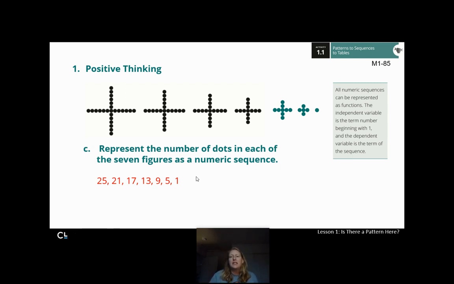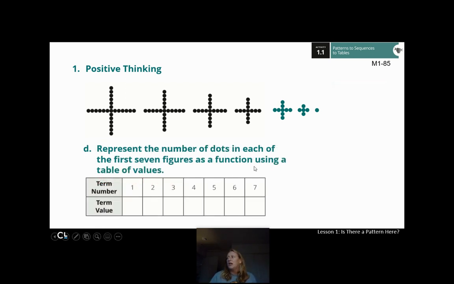And part D said to represent the number of dots in each of the first 7 figures as a function using a table of values. So I just put them in a table. Here's my first term, second, third, fourth, fifth, sixth, and 7th terms. And we said that there were 25 dots, then down 4, 21, down 4, 17, down 4, 13, down 4, 9, down 4, 5, and the last one only had 1 little dot. I wonder if it's lonely. It's possible.